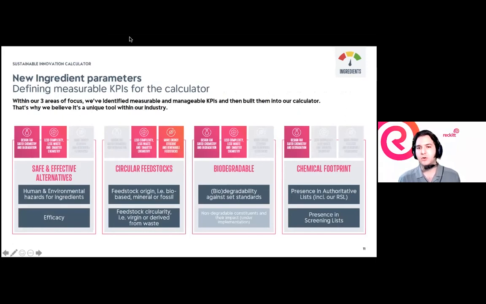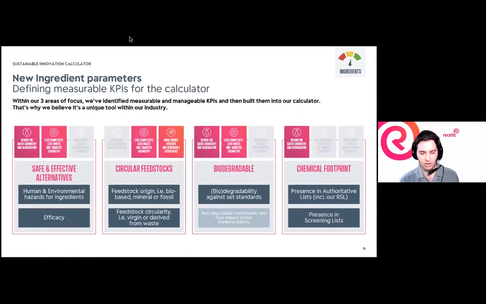And as I mentioned before, we have developed this additional ingredients measure within this tool that is new this year. And here we've taken those three pillars and developed the 4 KPIs, or four buckets of KPIs, that we then use to assess our products. The first one is around safe and effective alternatives.